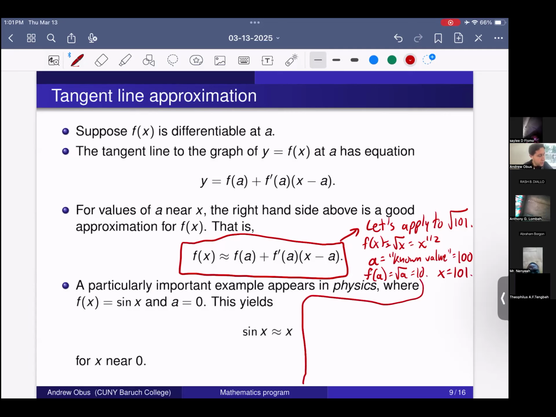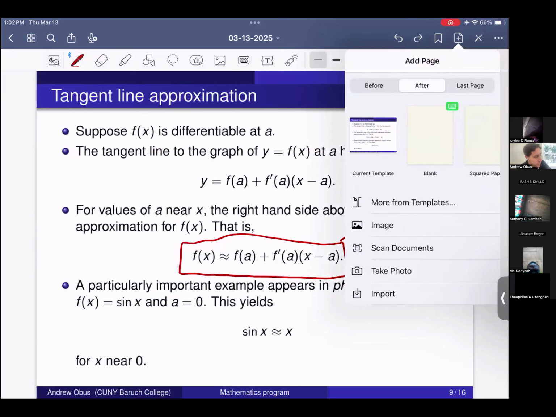Maybe I'll just finish this up over here. No, I'm going to do this on a separate sheet. Okay, let me recopy this on another page.